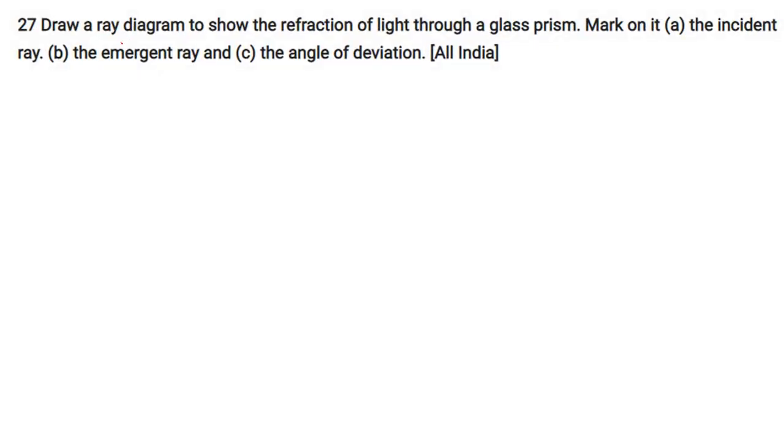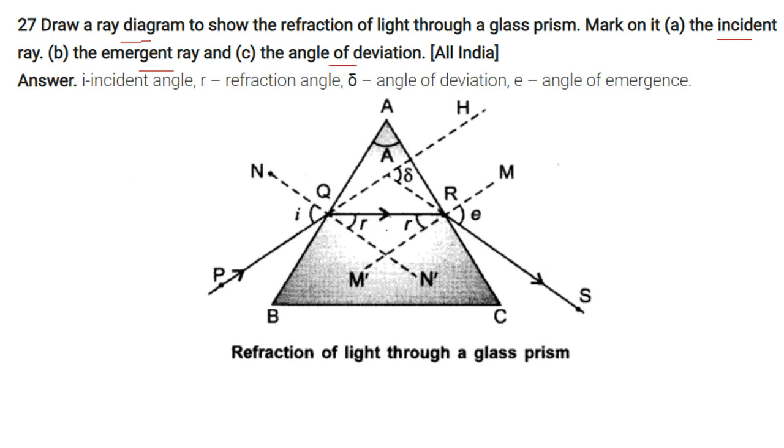Draw a ray diagram to show the refraction of light through the glass prism. Mark on it the incident ray, the emergent ray, and the angle of deviation. So this is a prism. Here is an incident ray. The angle which the incident ray makes with the normal to the surface is the angle of incidence. Now it is refracting, and this angle with the normal is the angle of refraction.